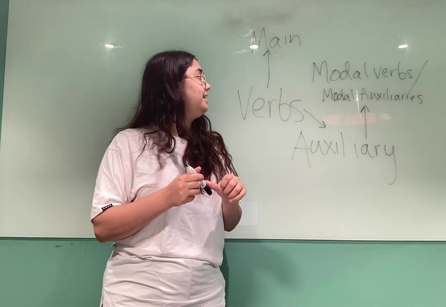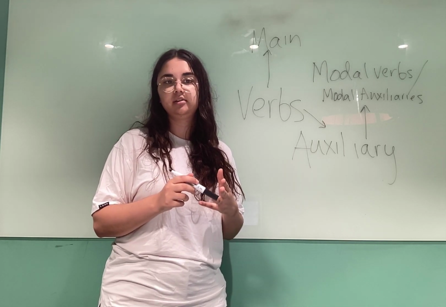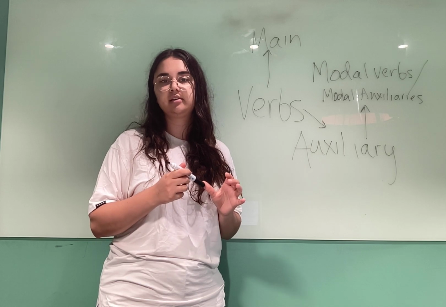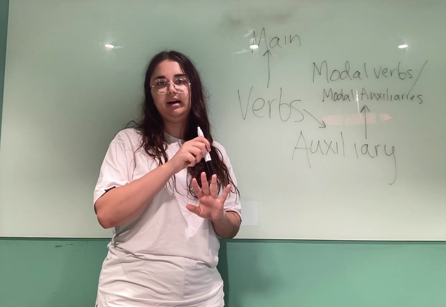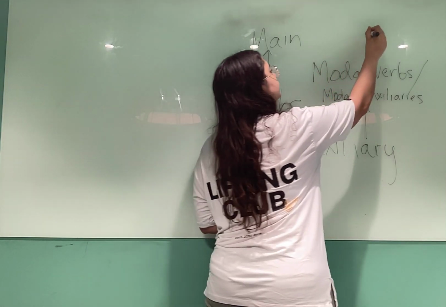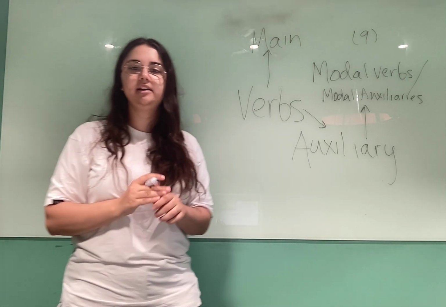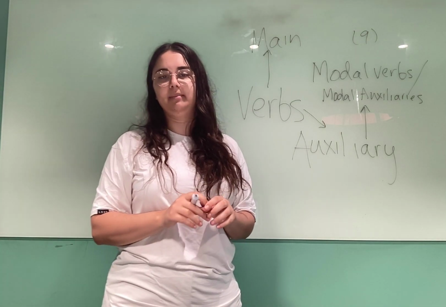So we have can, could, shall, should, will, would, may, might, must. So they're our 9 modal auxiliaries. I'm just going to put 9 in brackets up there. So can, could, shall, should, will, would, may, might, must.